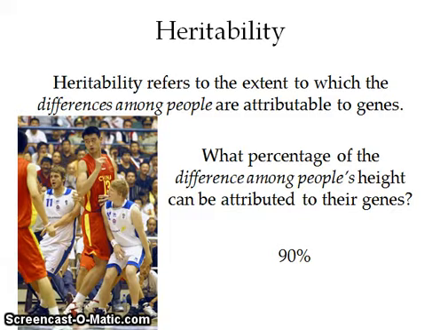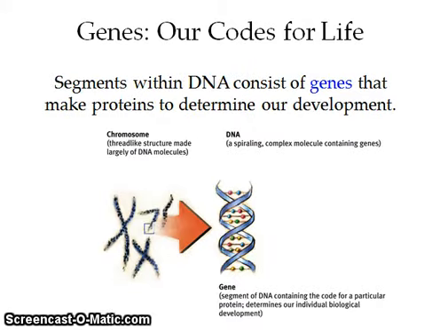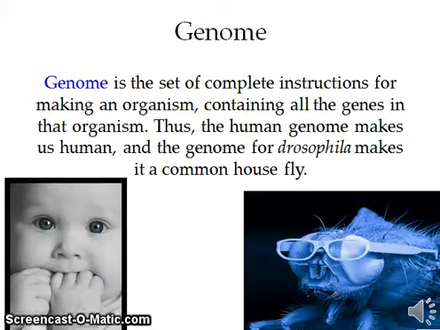which is a good argument for the nature piece of the debate. When we look at genes, or what we know to be our codes of life, chromosomes contain DNA. And within DNA, you have your genes, which makes up your development from conception. The genome is the set of complete instructions for making up an organism. So it contains all the genes within that organism. It's also what makes our genetic code, or genome, as humans different from the genome of a common housefly.